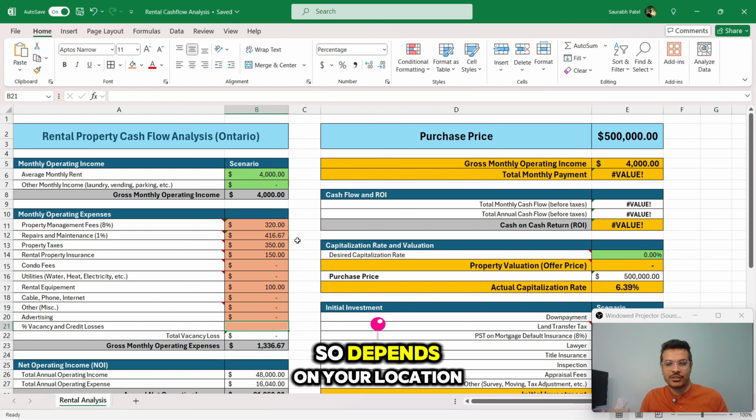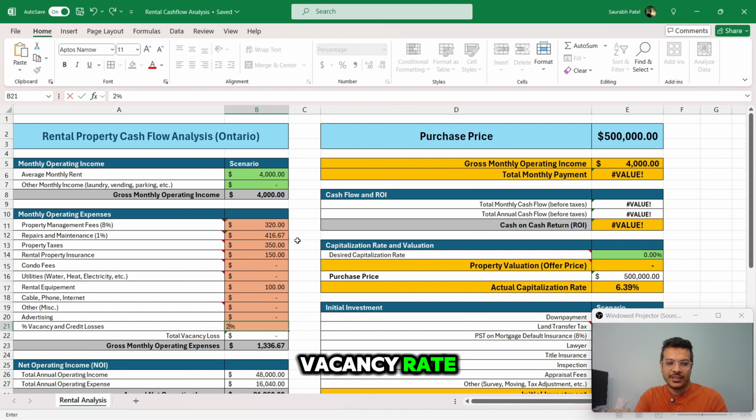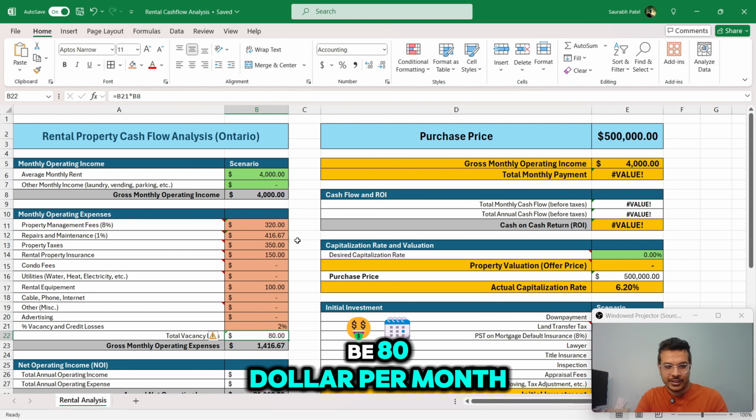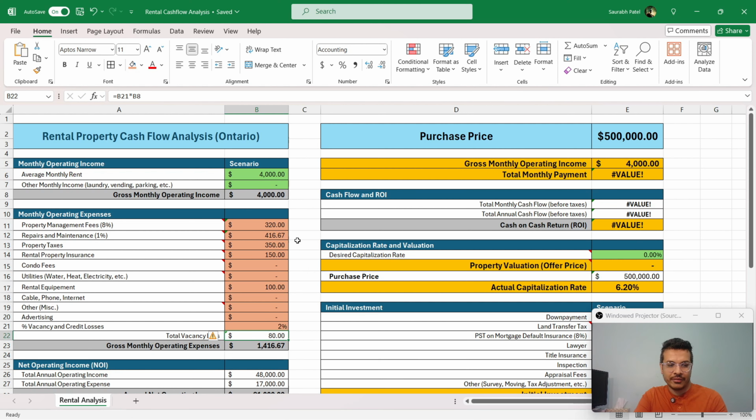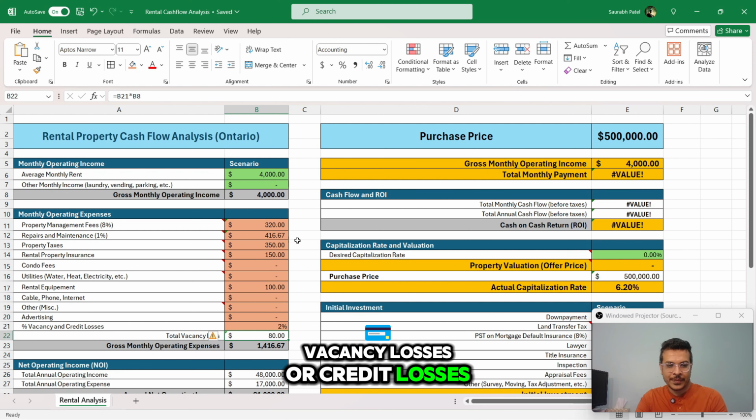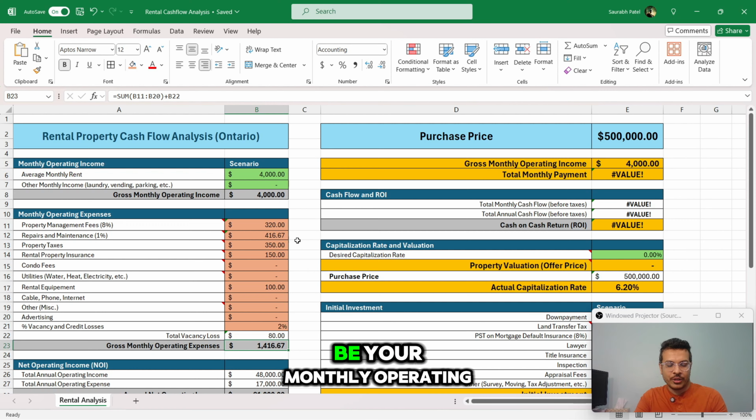So depending on your location, you can calculate, or you can contact your local realtor and get a vacancy rate from that. In Windsor, you can get around 2% vacancy rate, and it's mostly ideal for all locations. So that's going to be $80 per month vacancy losses or credit losses. So that's going to be your monthly operating expense of $1,416.67.